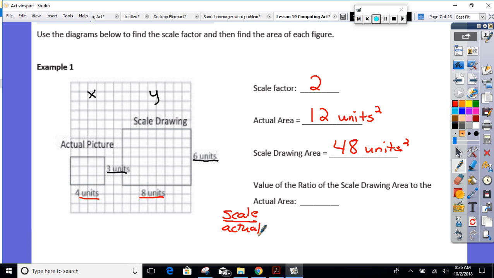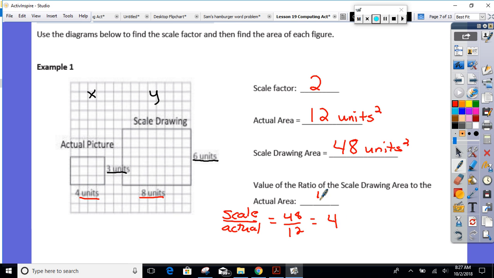Tessa, what's that ratio? 36. No? I think you're thinking about subtraction maybe. This scale divided by, it would be divided by actual. We take the scale drawing area, which is 48, and we divide it by the actual area, which is 12. What do we get? 4.